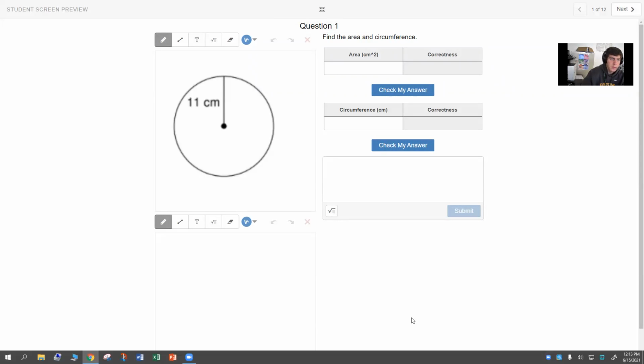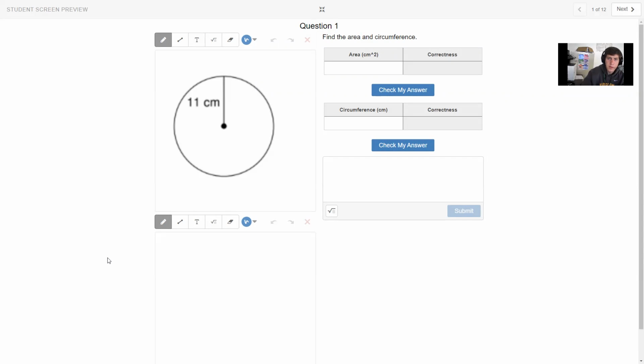Okay, this is the geometry and construction circles review. Everything's going. All right, so area and circumference. The area of a circle is pi r squared, and the circumference is 2 pi r.